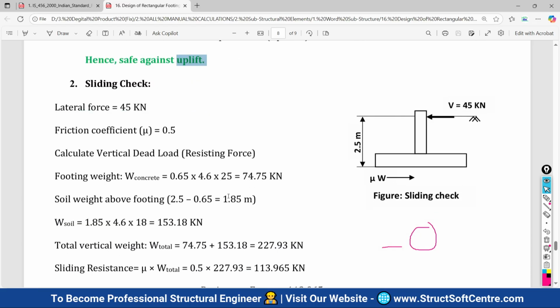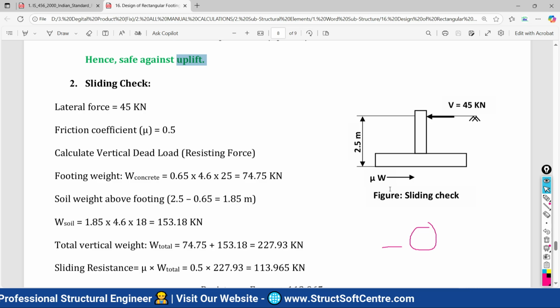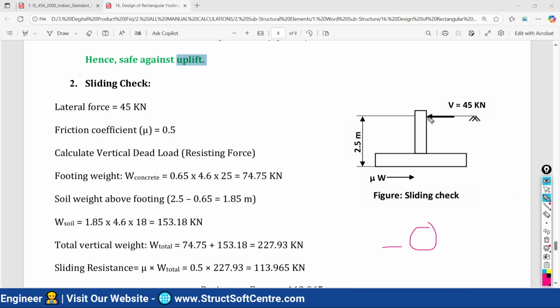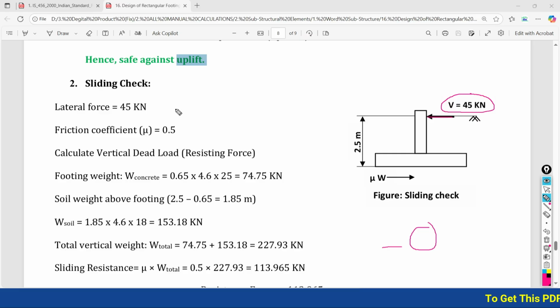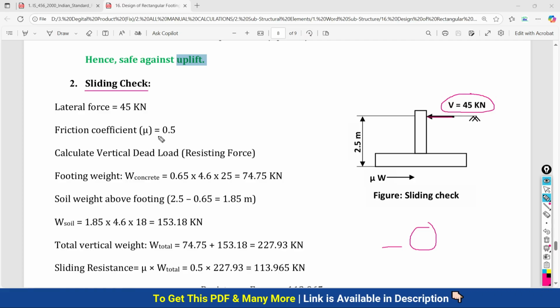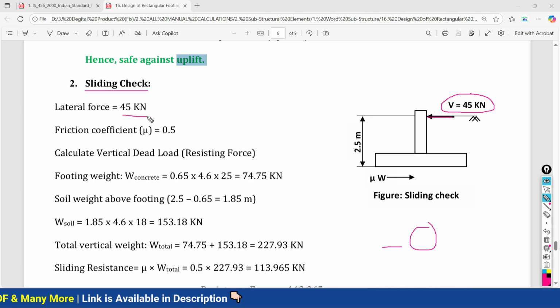Now the second check is what? Check for sliding. As your foundation is going to be subjected to lateral load which is acting at the ground level, and the intensity of the lateral load is what? 45 kilonewton. So if it is given in your problem statement that your foundation is going to be subjected to lateral load, then the sliding check is a must. If the lateral load is not there in the problem statement for your foundation, at that time the sliding check is not needed. So the lateral force is given as 45 kilonewton. The friction coefficient we have been given as 0.5 in our problem statement.